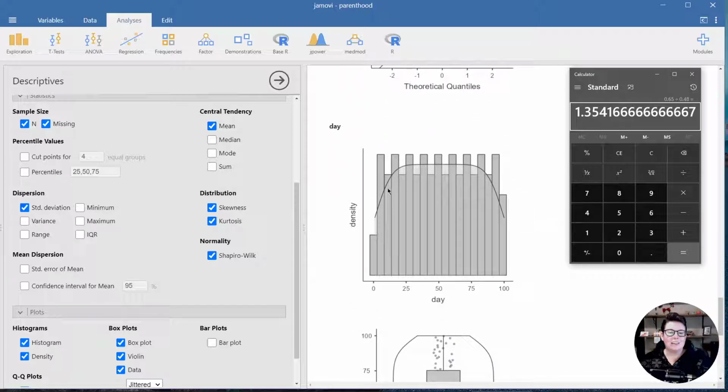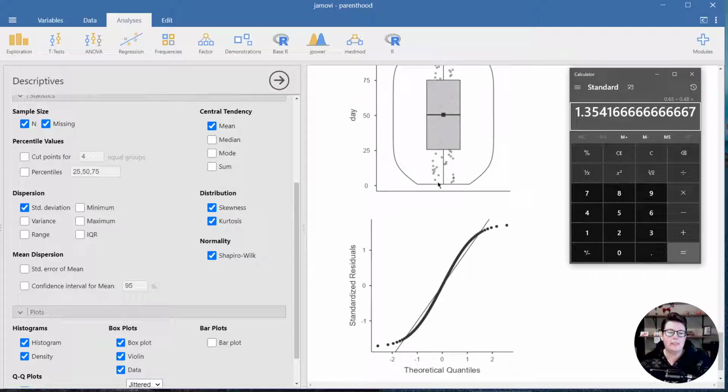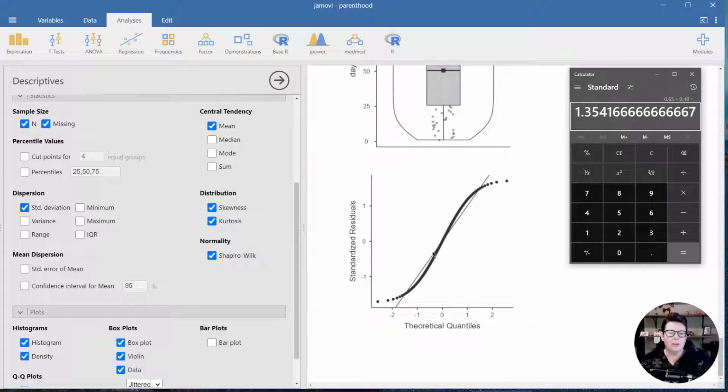Now day is a funky variable. It's technically a uniform distribution. And that's why it looks so funky. And that's why we probably shouldn't even include it in our analysis, but we can, right, to see if there's a relationship between how all this works and the day of the year, for example, in the 100 days that they collected data. But look at how beautiful that line is. It's just not normal, but that's fine because it's a uniform distribution.